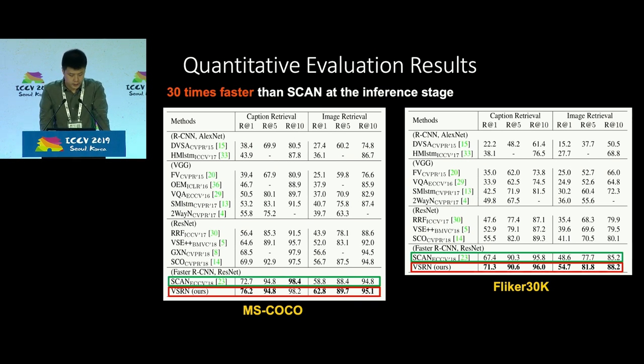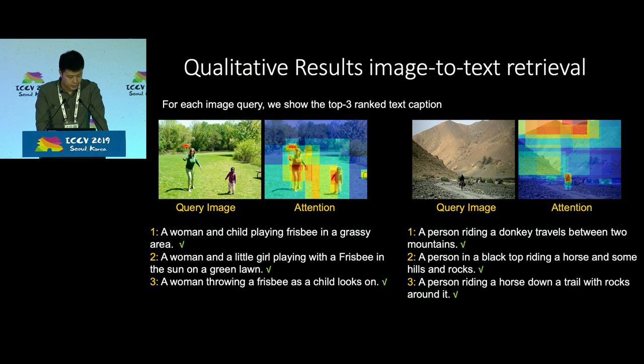We further show some qualitative results of image-text retrieval. And from these qualitative results, we can find that for image-text retrieval, our method can retrieve the correct results in the top ranked sentences.